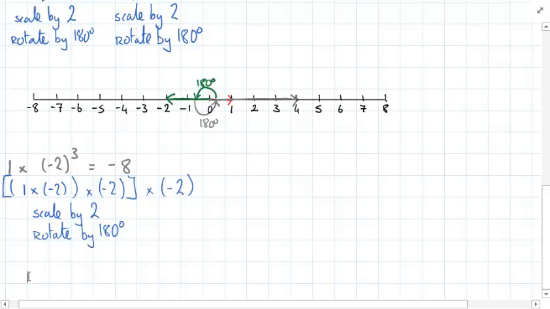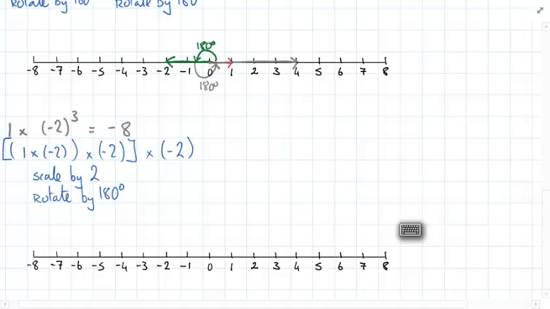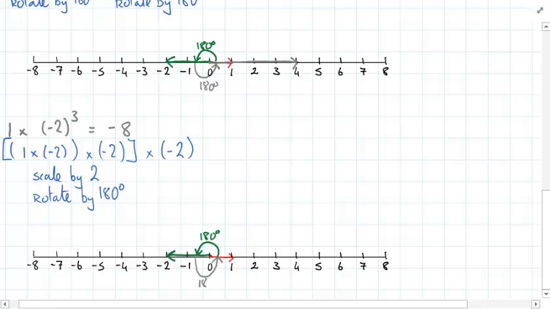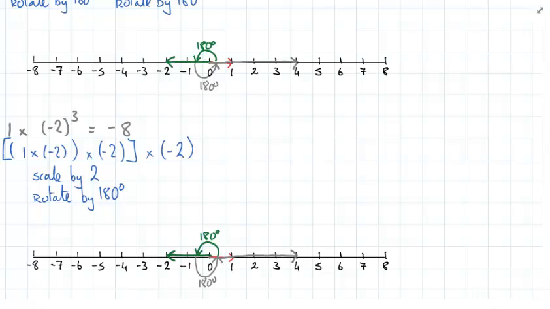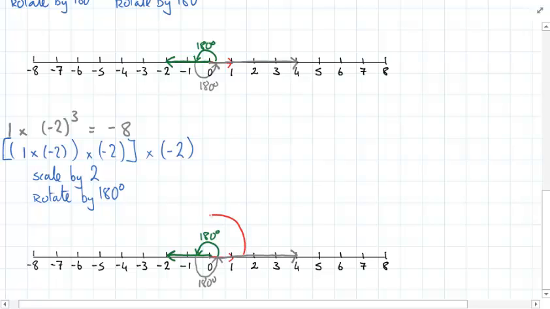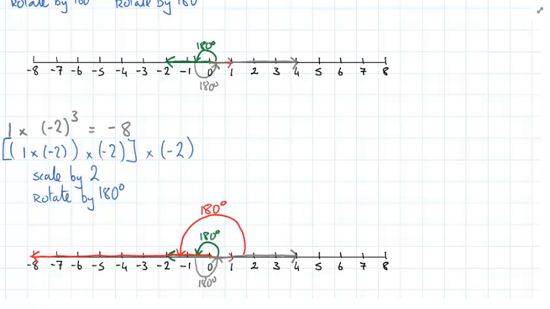So let's represent that nice and quickly on my number line. Again we'll start off with 1 multiplied by -2, which is going to produce -2. So that's my scaling of 2 and rotation of 180 degrees. Then when I multiply by the next -2, again that's going to scale by a factor of 2 and rotate by 180 degrees, and that's going to produce +4. And then I have to do a multiplication a third time by -2, and when I do that, again I'm going to rotate by 180 and scale by a factor of 2, and I'm going to get an answer of -8, which is in keeping with what I would expect to get. But again, by thinking about multiplication in terms of scales and rotations, I can get to my answer using a very nice geometric approach.